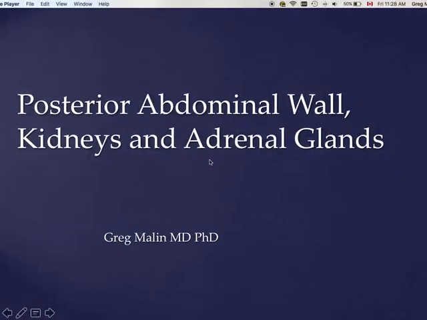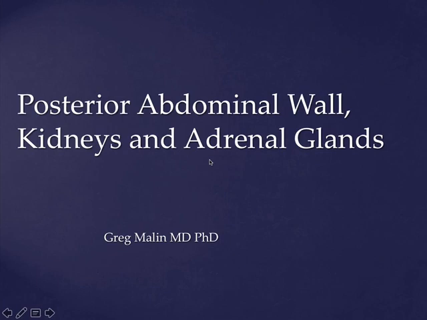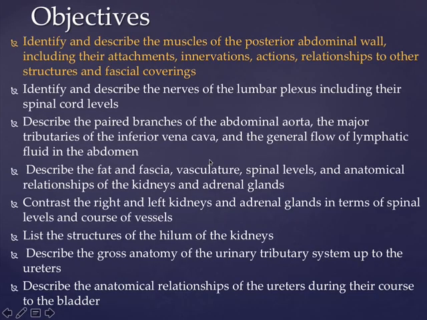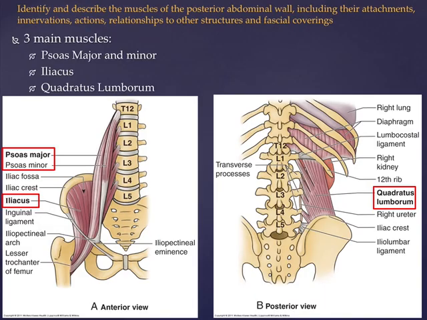Alright, this is the first in a series of 3 recordings for posterior abdomen, and in this presentation I'm going to be focusing on the first objective, which is talking about the muscles of the posterior abdominal wall. So in the posterior wall there are 3 main muscles. They are listed in the figures here.